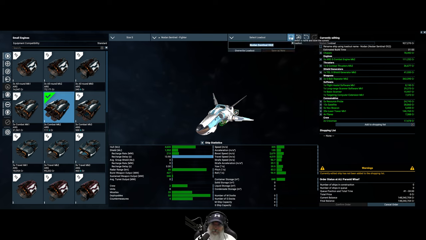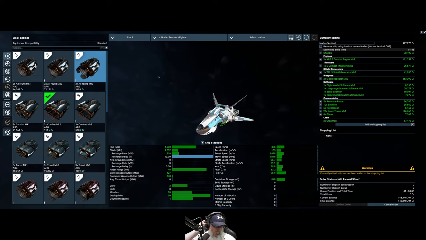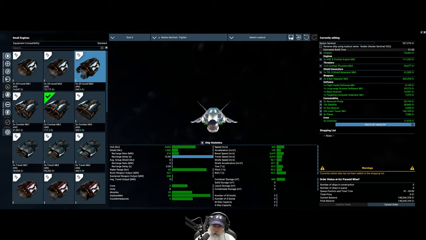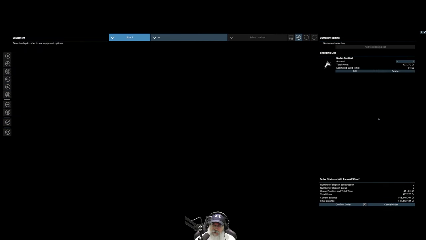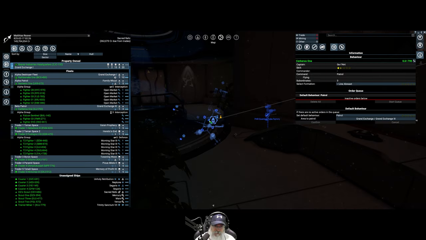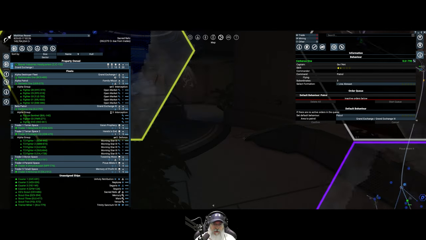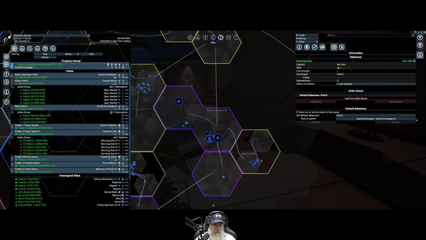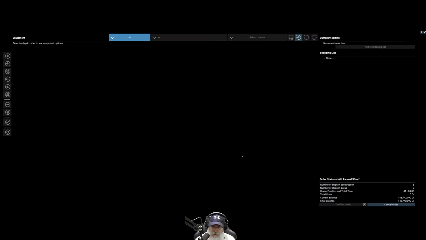Okay, so what we're going to do is we're going to overwrite this loadout, and this is now going to be our standard fighter for now. I've lost a few fighters here and there, and I haven't really replenished them. So what I think we'll do is let's go ahead and buy 5 of these. Confirm order. And hopefully, where are we going? Hopefully this has everything we need to get them. Yeah, it's not saying that we're missing parts.